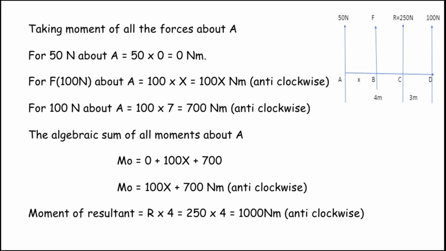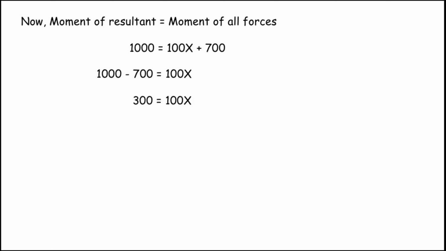Now, we substitute the moment of the resultant equal to the sum of all moments of the forces. So, 1000 equals 100x plus 700. Now, transferring the 700 from right to left, it becomes negative. So, 1000 minus 700 equals 100x. The value is 300 equals 100x. Now, transferring the 100 from right to left, it becomes divide. So, 300 divided by 100 equals x. Now, we found the value of x, that is 3 meter. We have found all the values we had to find.